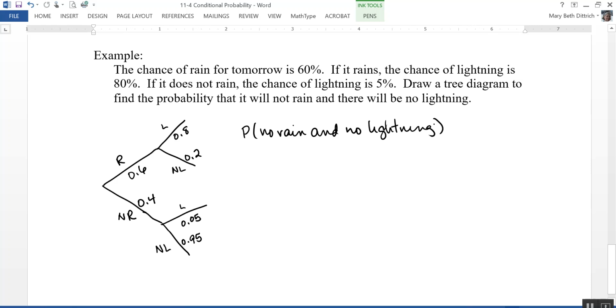Okay, so we're going to start with the probability of no rain, which is 40%, or 0.4. And then off of that, the probability of no lightning is 95%, 0.95. Multiplying that gives me 0.38, or a 38% chance that it will not rain and there will be no lightning. So in this section, we took a look at conditional probability and a couple different ways that you can calculate it.